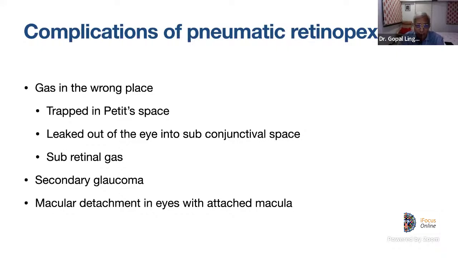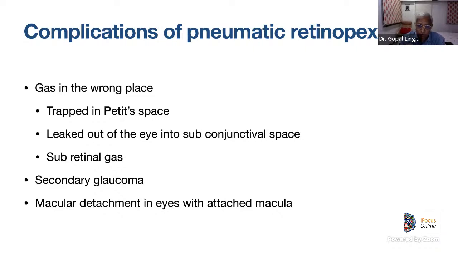So what are the complications of pneumatic retinopexy? The gas can be in the wrong place. It can be trapped in the petit space. You know, petit space is a potential space which is present between the posterior zonules of the lens and the anterior hyaloid face. So if your needle has not penetrated the vitreous properly, you can actually inject into the petit space, then it forms like a donut-shaped gas around the lens. There it doesn't serve any useful purpose, and tapping that gas can be extremely difficult and not easy.